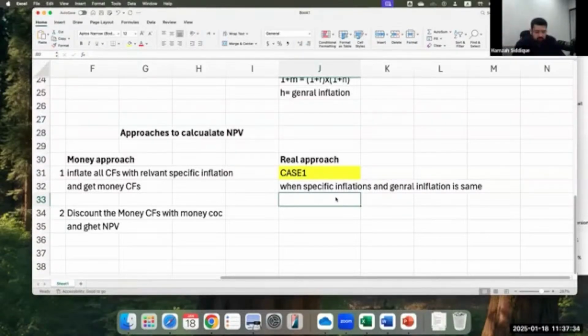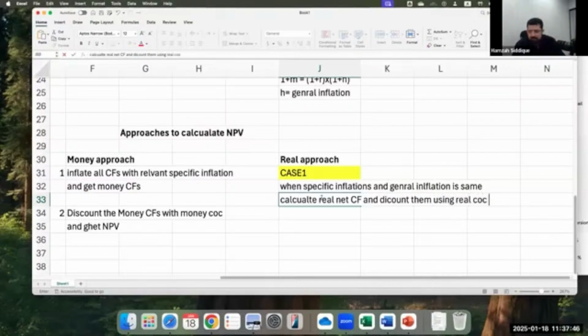Then you simply calculate real net cash flows and discount them using real cost of capital. One thing.